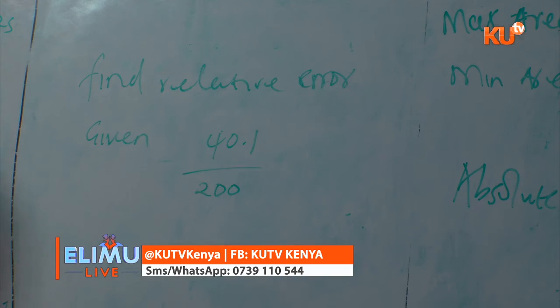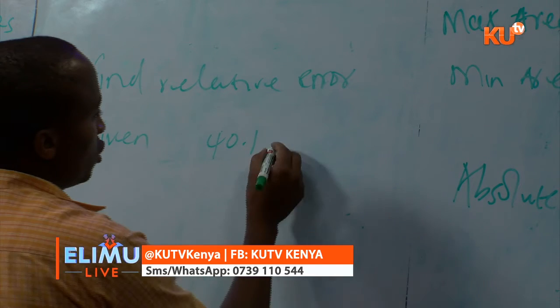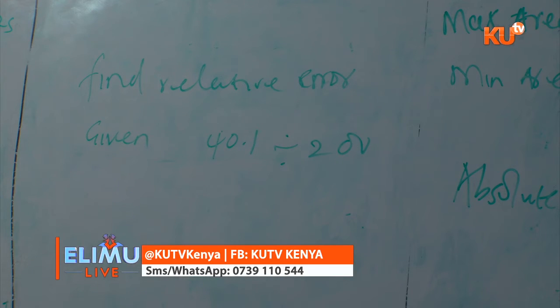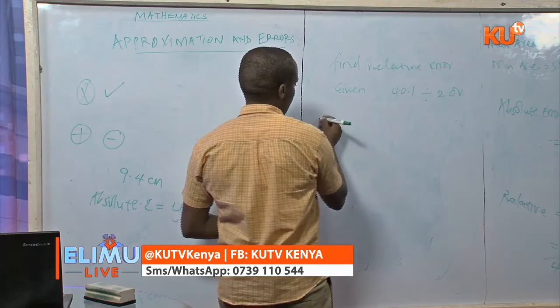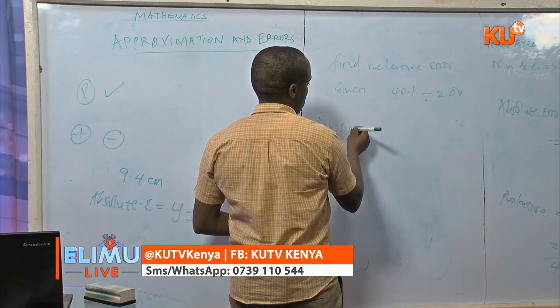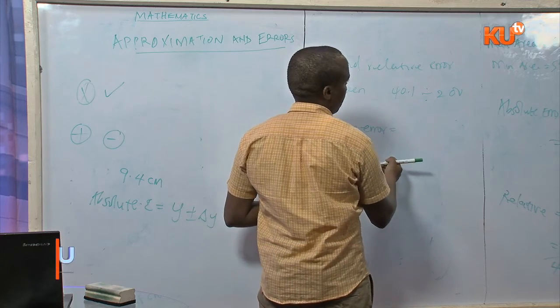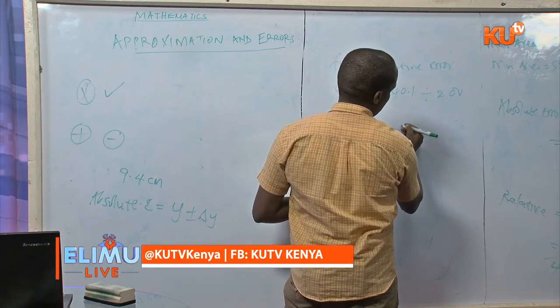So find the relative value for that sum. So the amount all, which is automatically like that, divided by 200. For this one now, the formula for the absolute error changes. For the division, the absolute error is given by the maximum.